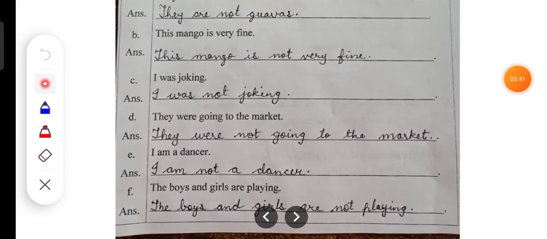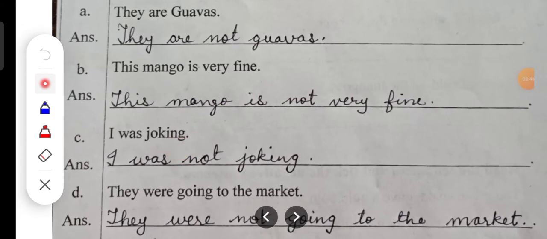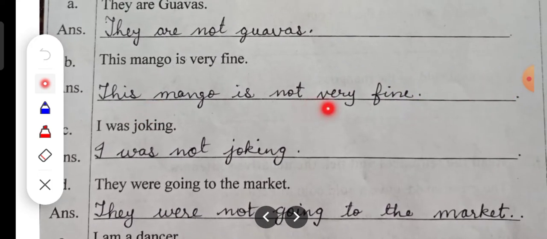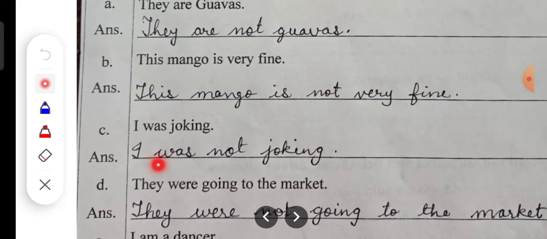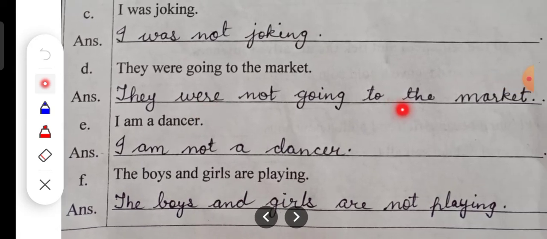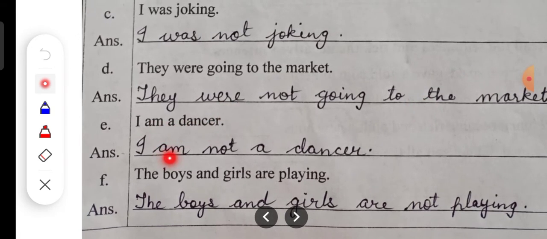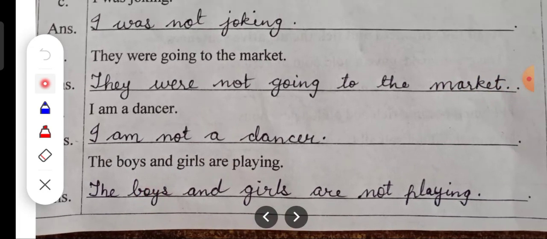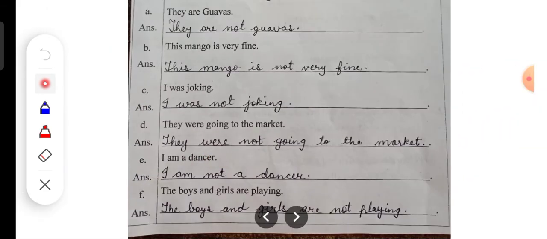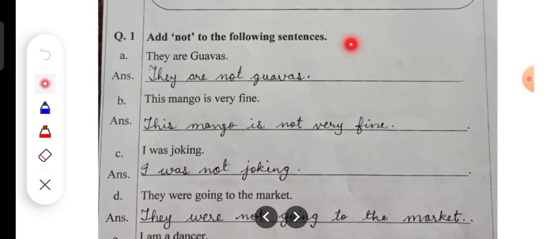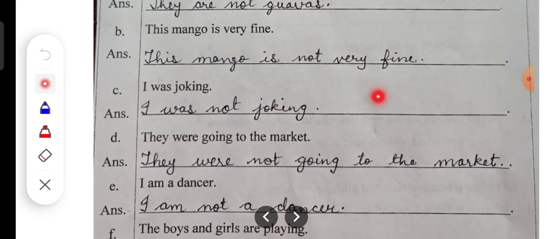Now I will show you the answers of this. Children, see, they are guavas, they are not guavas. This mango is very fine, this mango is not very fine. I was joking, I was not joking. They were going to the market, they were not going to the market. I am a dancer, I am not a dancer. The boys and girls are playing, the boys and girls are not playing. Like this we have completed exercise number 1. These are the answers of this exercise.